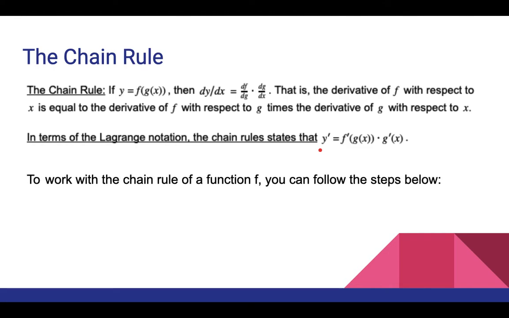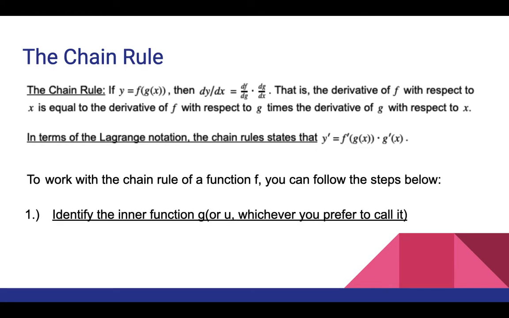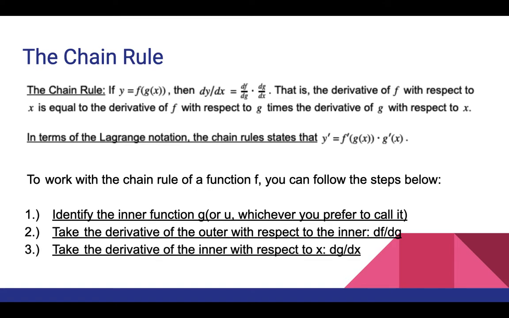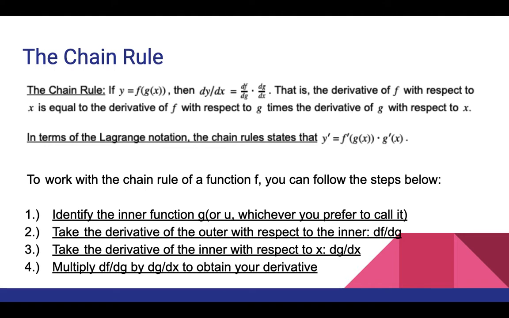So to work with the chain rule of a function f, you can follow the steps below. Identify the inner function g, or u, whichever you prefer to call it. Take the derivative of the outer with respect to the inner, df over dg. Take the derivative of the inner function with respect to x, dg over dx, and multiply df over dg by dg over dx to obtain your derivative.